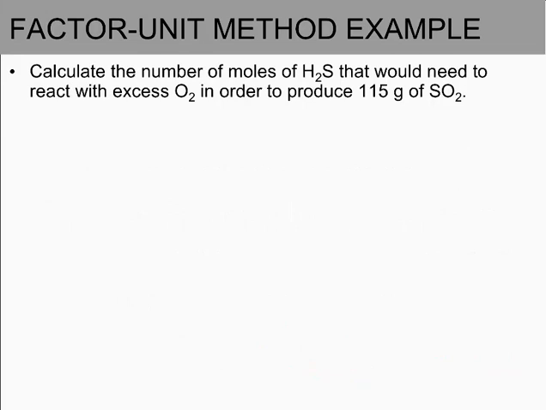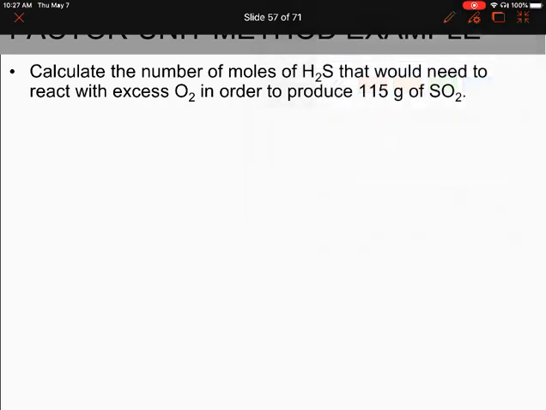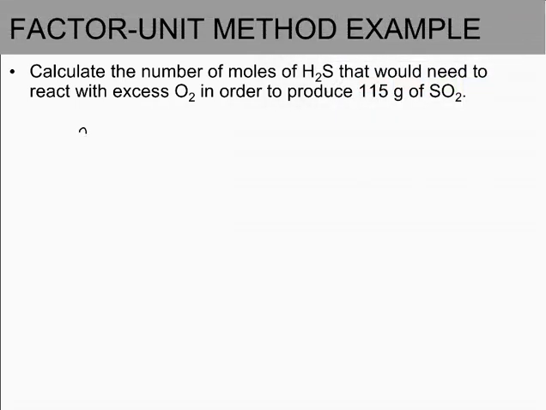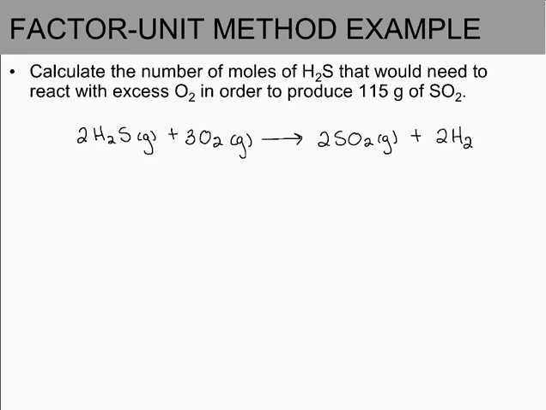And now let's actually go through an example. So we're going to calculate the number of moles of H2S that would need to react with excess O2 in order to produce 115 grams of SO2. So we're going to use the equation that we saw earlier, where 2H2S reacts with 3O2 to produce 2SO2 and 2H2O.